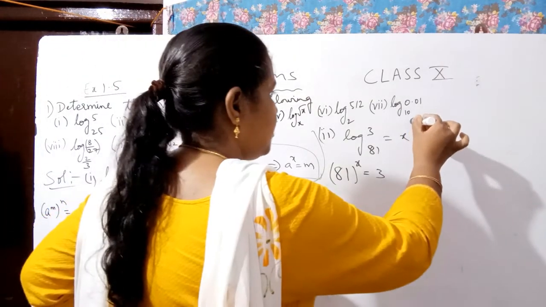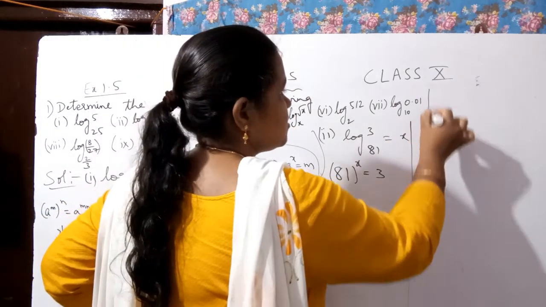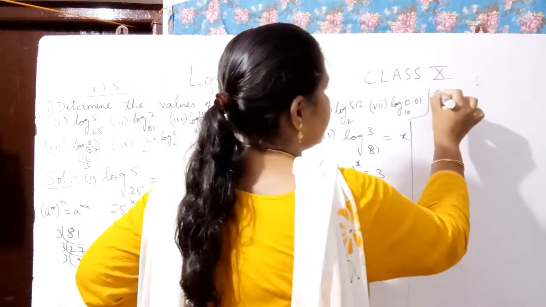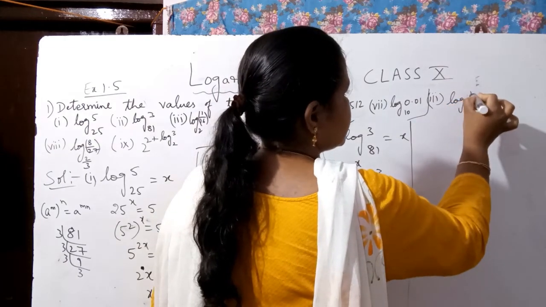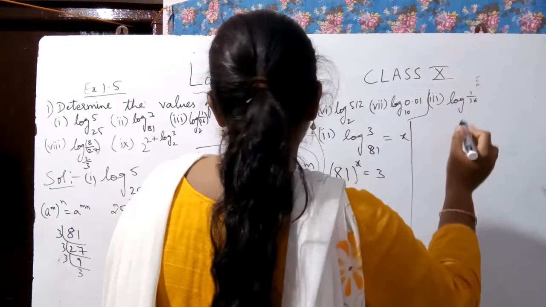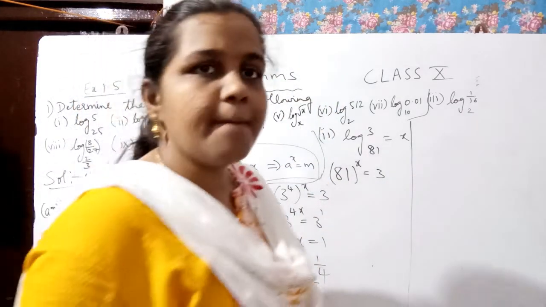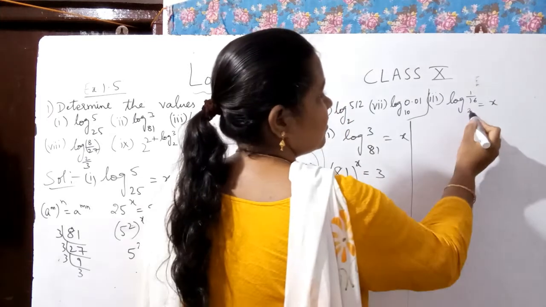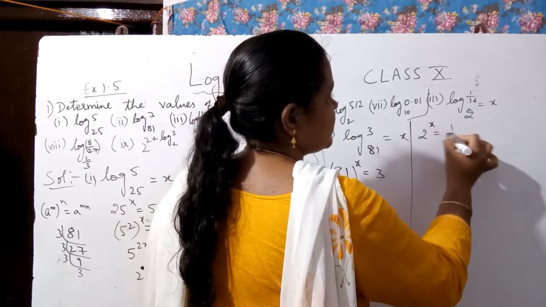Similarly, you can do the remaining ones. What is the third bit? The third bit is log 1 by 16 base 2. We have to find the value of log 1 by 16 base 2. Let us take this as some x. This is base 2, so 2 power x is equal to 1 by 16.